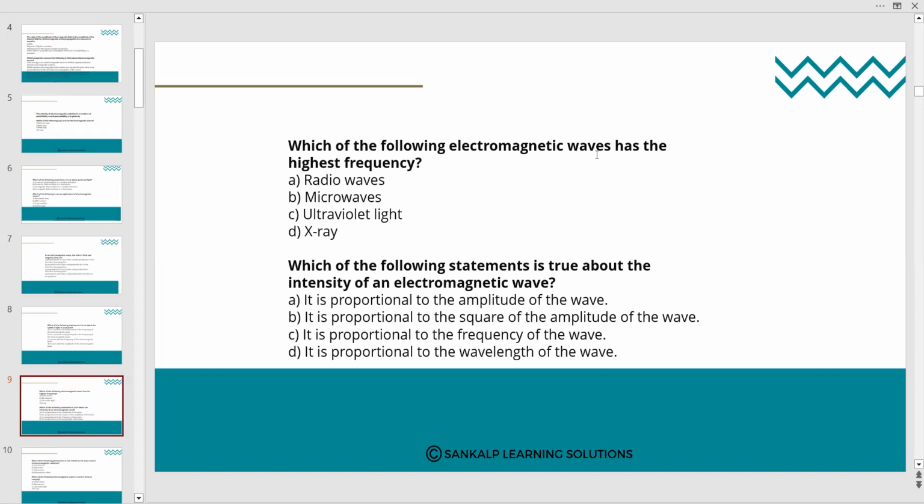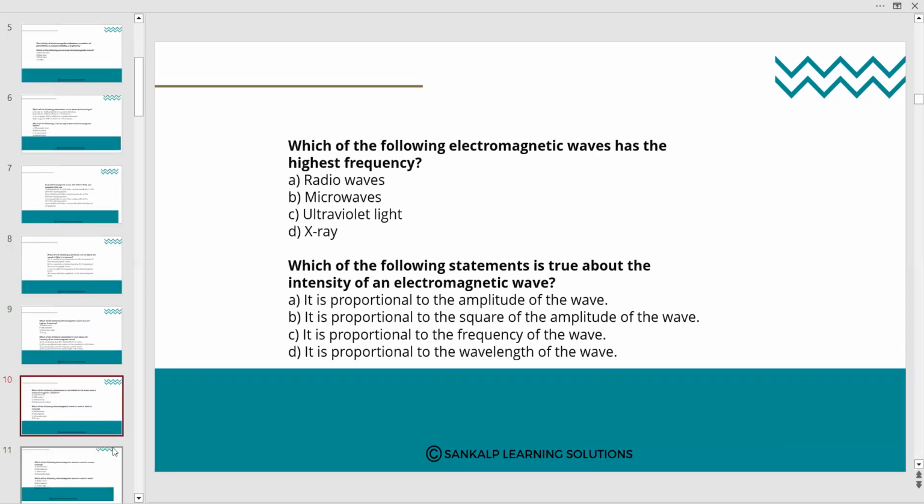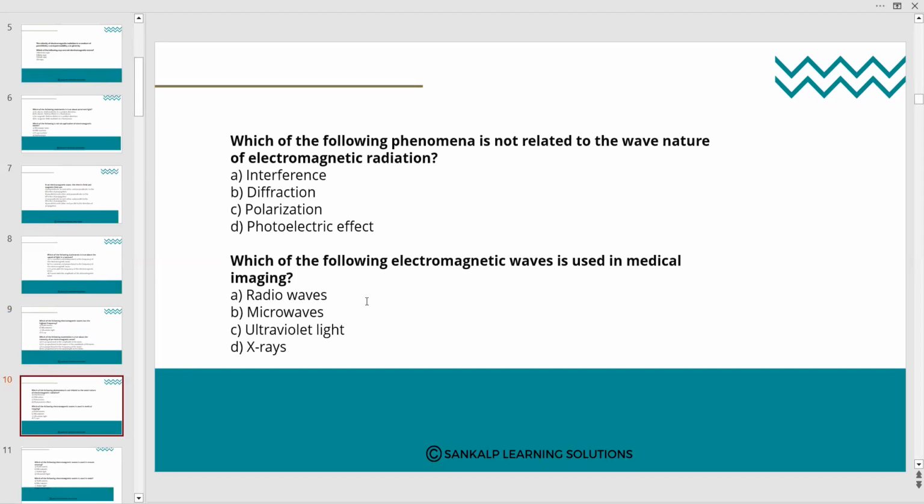Okay, then the next question, which of the following statements is true about the intensity of an electromagnetic wave? It is proportional to the amplitude of the wave. It is proportional to the square of the amplitude of the wave. It is proportional to frequency. It is proportional to the wavelength. So here option B, that is, it is proportional to the square of the amplitude of the wave. That is, intensity is directly proportional to the square of the amplitude.